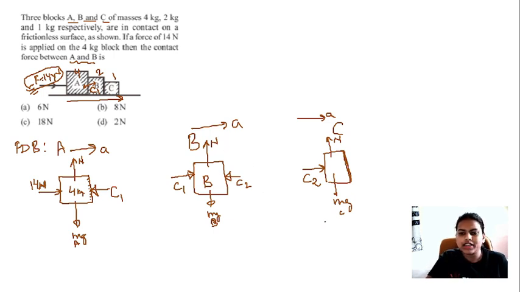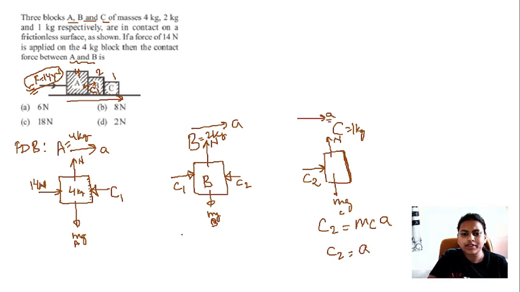So in this case, C2, the contact force applied by B, is the only force in the x direction. So that would be equal to mass of C into acceleration. So C2 is equal to mC times A. I know the mass of block C is 1 kg, A is 4 kg, and B is 2 kg, right? So I just substitute. So C2 is equal to A.